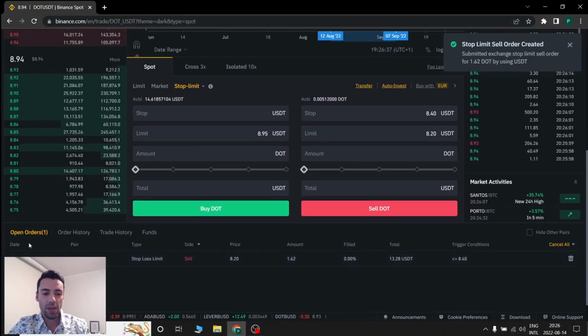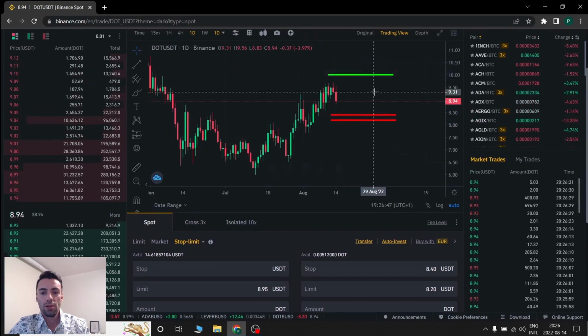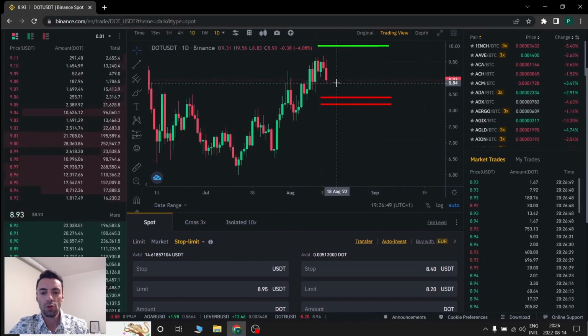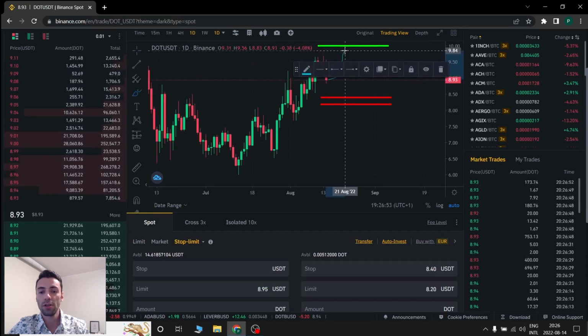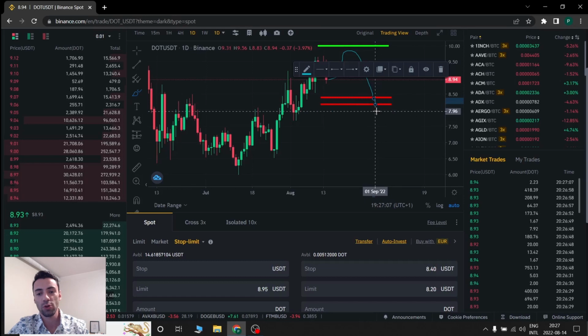So here we have an open order, Polkadot sell at 8.20. Actually, this order will be closed. So by any chance, if this market, instead of going up to this green target, is coming down to this level, it's going to be activated, and it throws us out of this position when it gets to 8.20. So we will never go under that anymore.